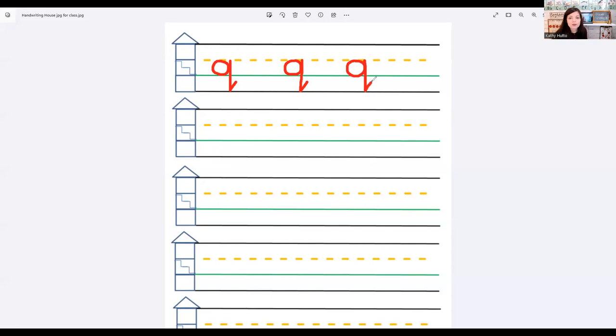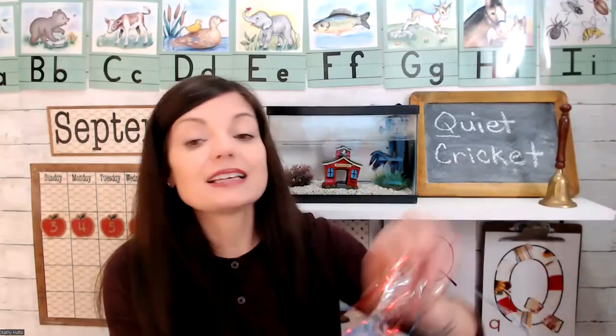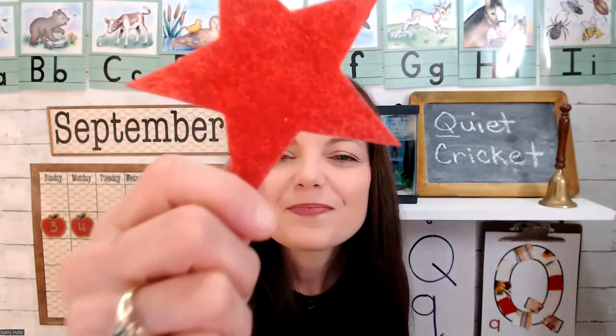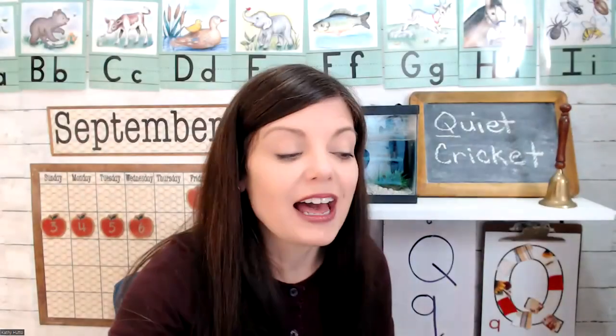Down and jump, just a little jump. Make an O downstairs and then go into the basement and jump up just a little bit. Well, I would love to cheer for you because I know you're doing a great job with your handwriting time. And here's a sticker for your handwriting paper. You can keep practicing today if you'd like.